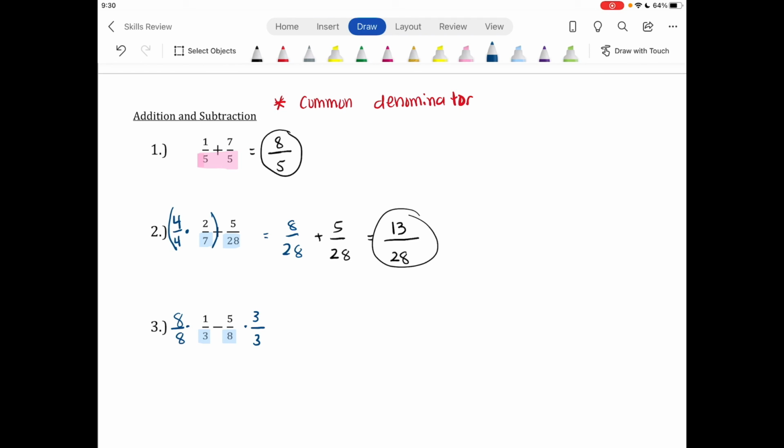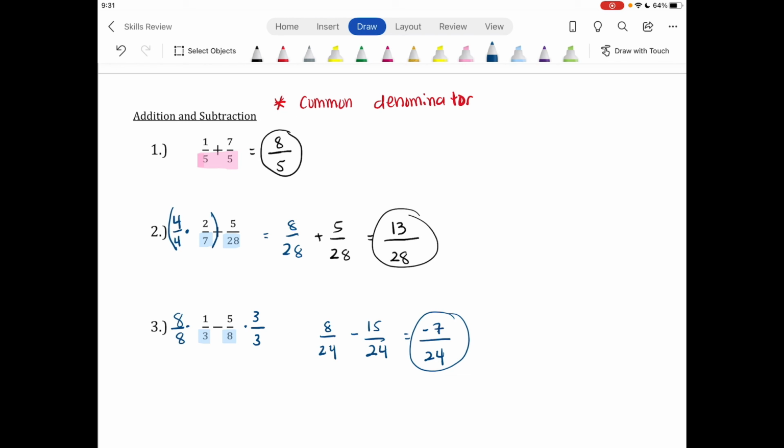This means we're now going to have 8 over 24, and we're subtracting 15 over 24. 8 minus 15 is going to be a negative, since the 15 is larger and it has the negative on it. So that's going to become negative 7. The denominator stays the same as 24. And here is our final answer.